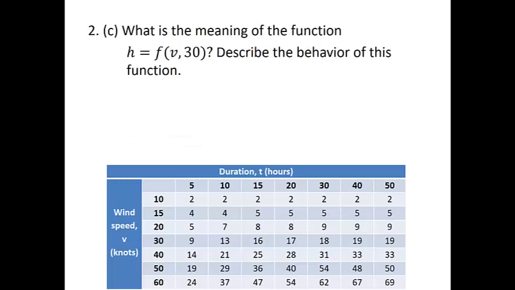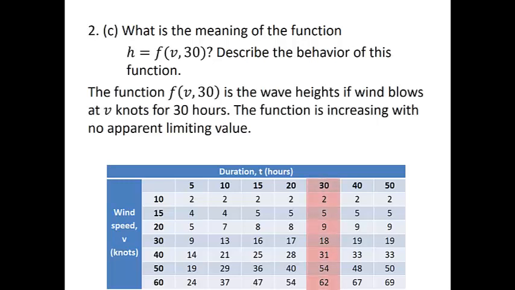What is the meaning of the function h equals f of v, 30? Well, the function f of v, 30 is the wave heights if the wind blows at v knots for 30 hours. The function is increasing with no apparent limiting value since the values are just getting larger and larger and larger.